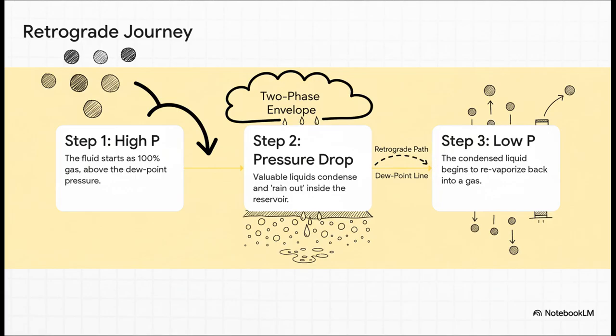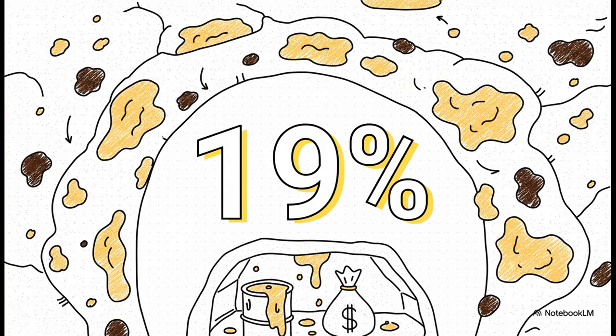We start up here at point 1, it's all gas. As the reservoir pressure drops, the path goes down and into the two-phase envelope, crossing the dew point line. This is the retrograde part, the backward part. Decreasing the pressure is actually causing valuable liquids to condense. And if the pressure keeps on dropping, it eventually comes out the other side of the envelope and that liquid turns back into a gas. Wild, right?